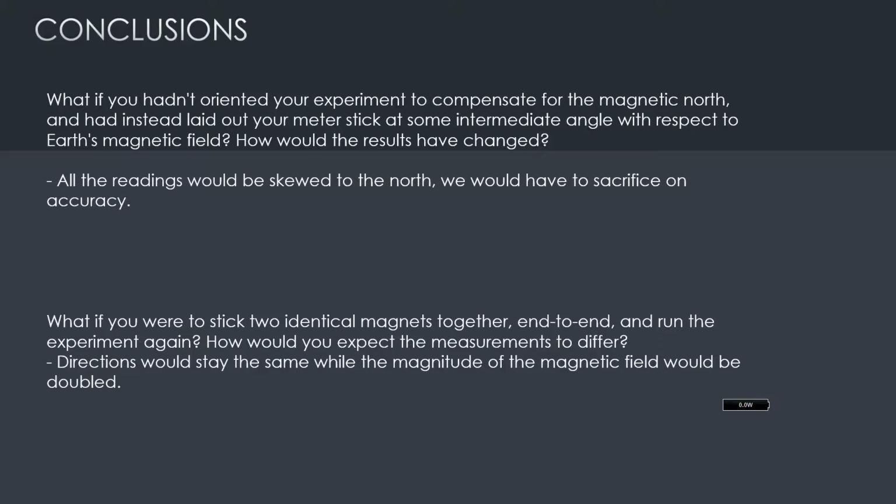And then we move on to conclusions. For conclusion, question number 1: what if you hadn't oriented your experiment to compensate for the magnetic north and had instead laid out your meter stick at some intermediate angle with respect to Earth's magnetic field? How would the results have changed?